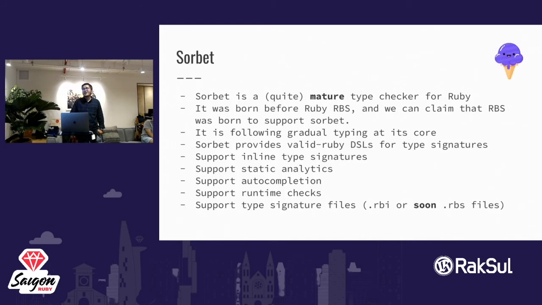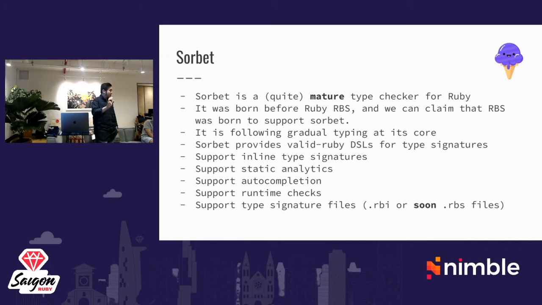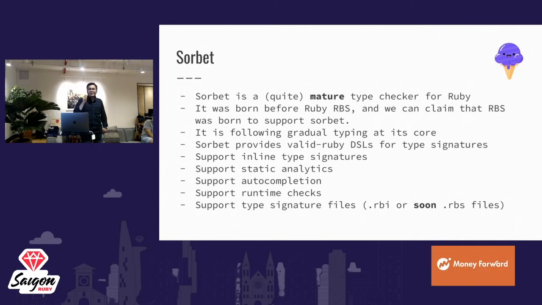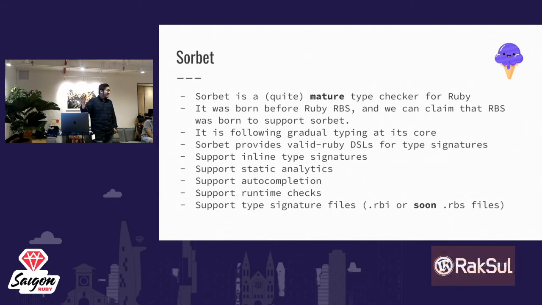So, like I said, Ruby doesn't ship with any typing infrastructure you can use directly. But Sorbet can. Sorbet is a mature type checker for Ruby. It actually was born before Ruby RBS, and we can claim that RBS was born to support Sorbet. It means that even before Ruby had any idea about static types, Sorbet already existed, and it's used in Stripe with millions of lines of Ruby and thousands of engineers. It is quite mature now.